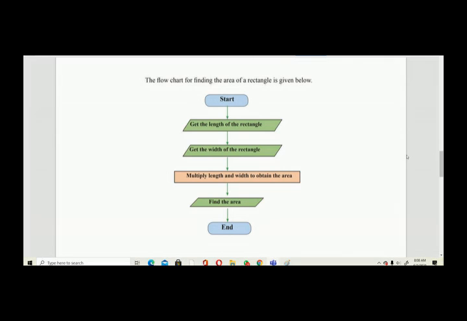Madam, is it okay to write get the length of the rectangle and get the width of the rectangle together? Yes, you can write that like that also. So instead of using two parallelograms, you can write one and write get the length and width of the rectangle. Right. It's a good suggestion.